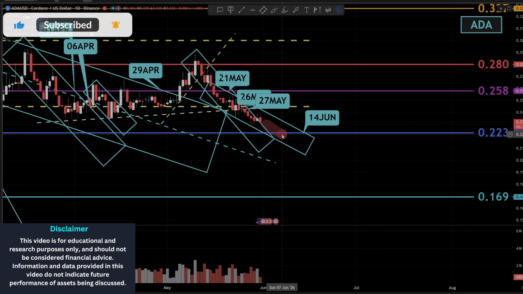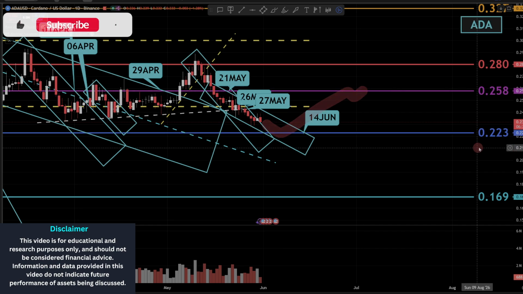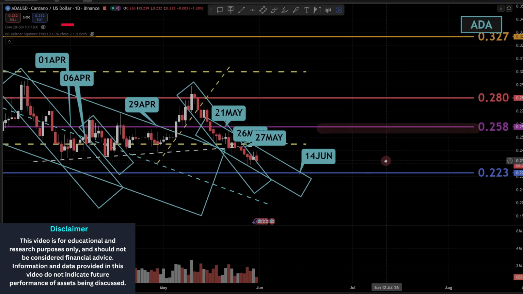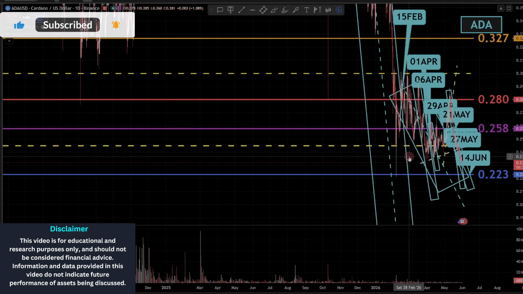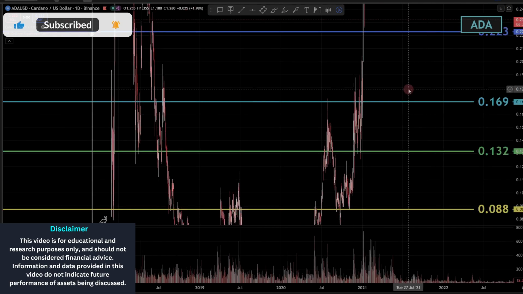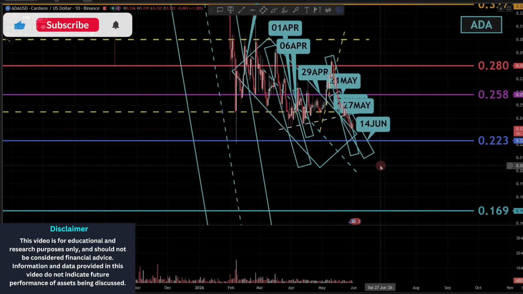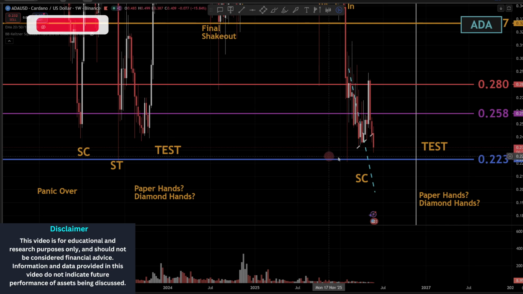Okay, if it finds support, breaks outside of the downtrend, coming back to retest the 0.258 purple key level, that's perfect. Okay, that's what we want to see. But if it drops further, I already told you, it can happen, and it can happen even worse. So there was precedent. So what about the big picture?